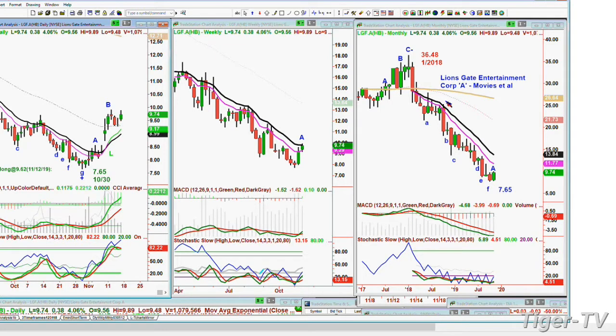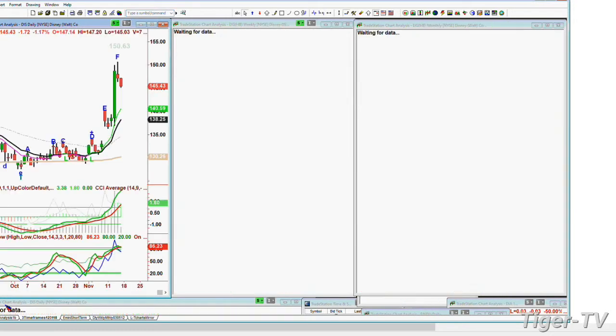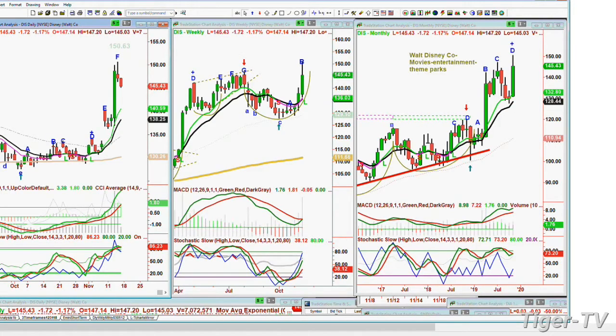Now it means it's part of the Lionsgate Entertainment Corp, A shares, movies, et cetera. That's all part of the media section. And they're doing well. I mean, look at Disney. Disney is on fire. Well, I wouldn't like to say on fire. It's done fantastically. 150.63 was the high.